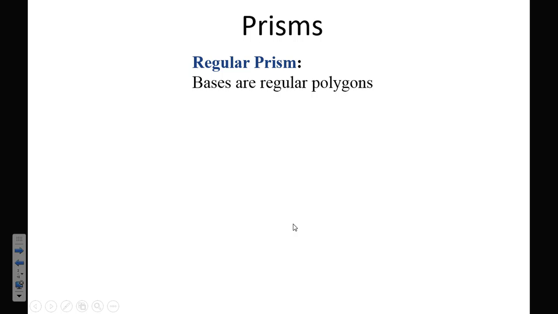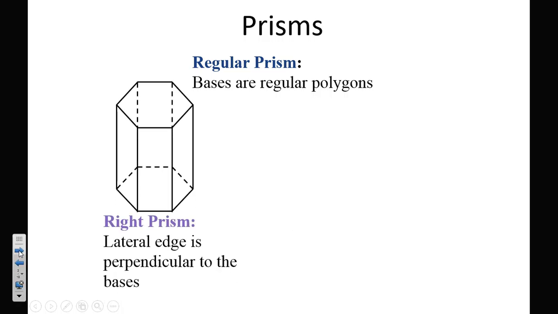Okay, then the second one that we need to be aware of is the definition of a right prism. A right prism is a prism with lateral edges that are perpendicular to the base. Okay, the edges and the base form right angles. You can use your perpendicular symbol as you're taking your notes. The lateral edge is perpendicular to the base, both bases.